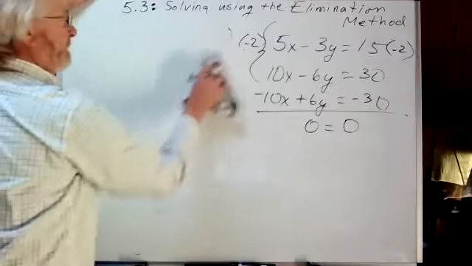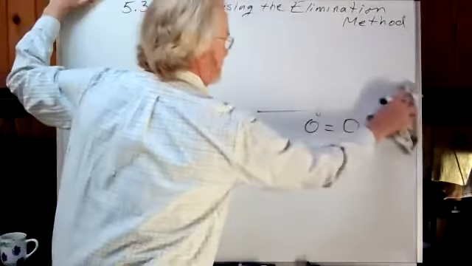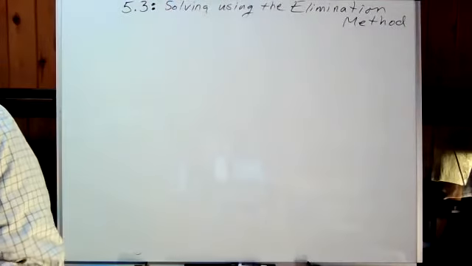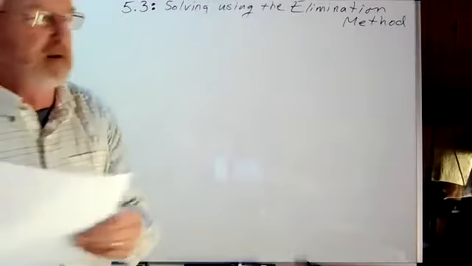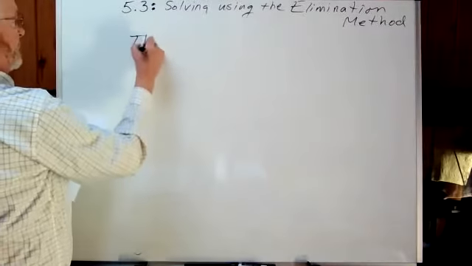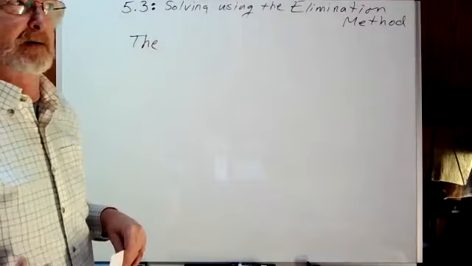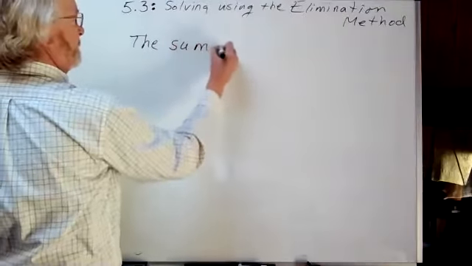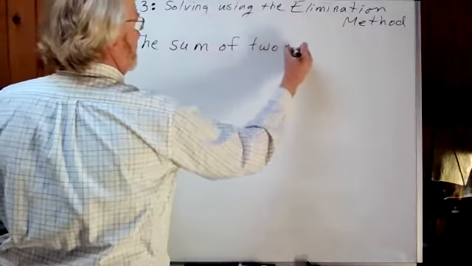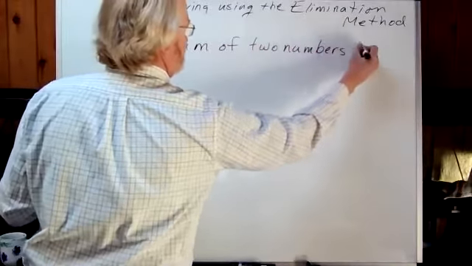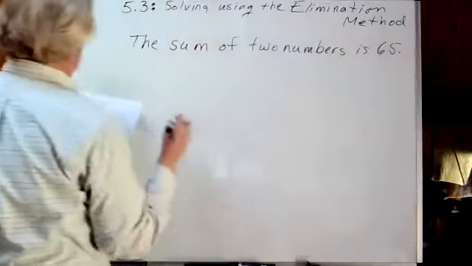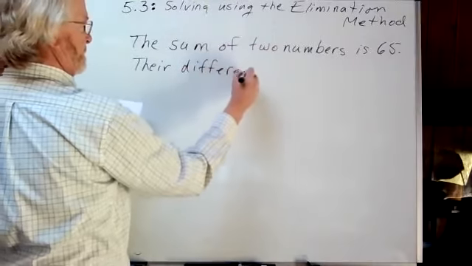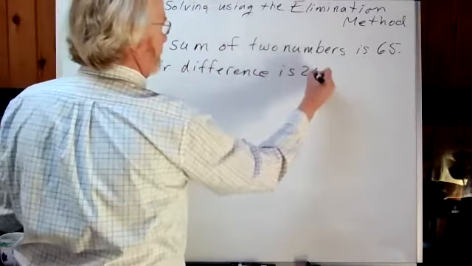All right. Now 5.4 is all applications. Each section's been ending with a little bit of applications. How about something like this? In this elimination section, there are questions that are kind of, well, this shape, huh? The sum of 2 numbers is 65. Their difference is 25.